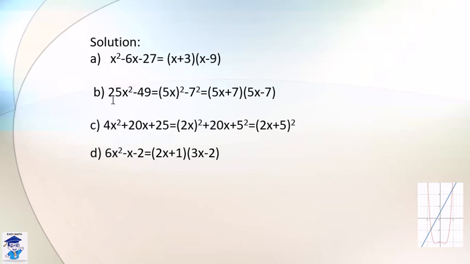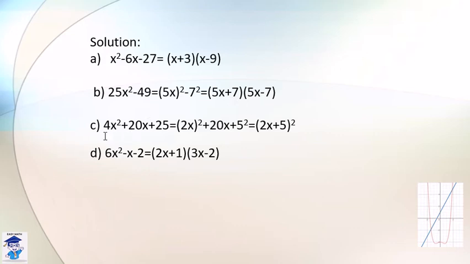Number B is, we know 5 squared is 25 and 7 squared is 49. So we make this the square of 5x and the last term is 7. So use the difference of squares. The formula gives the answer 5x plus 7 times 5x minus 7.